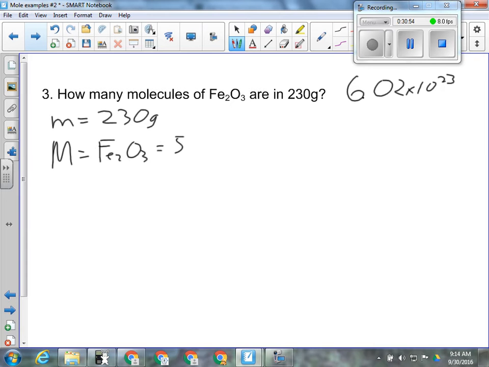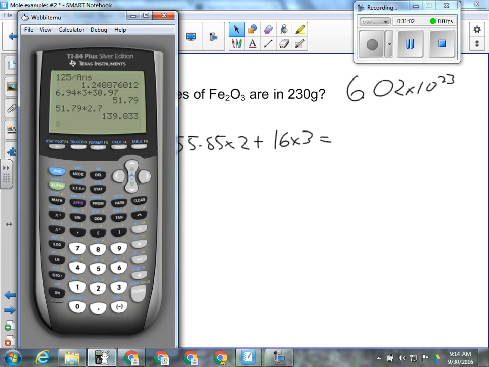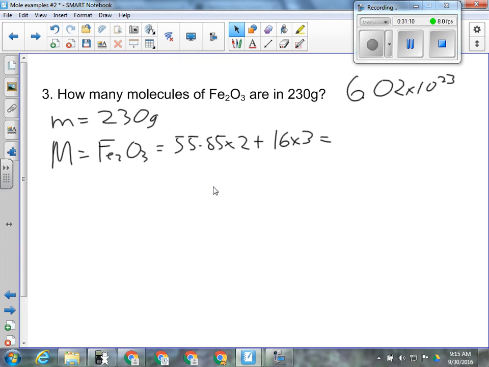So that's going to be 55.85 times 2 plus 16 times 3. All right, 159.7 grams per mole. Can I use Avogadro's number yet? No. I still need something else first. Avogadro's number tells me how many particles are in a mole. What do I not know yet? How many moles? Right, I've got to figure that out first.